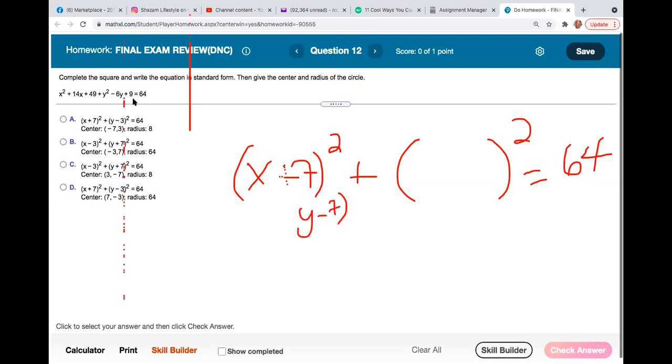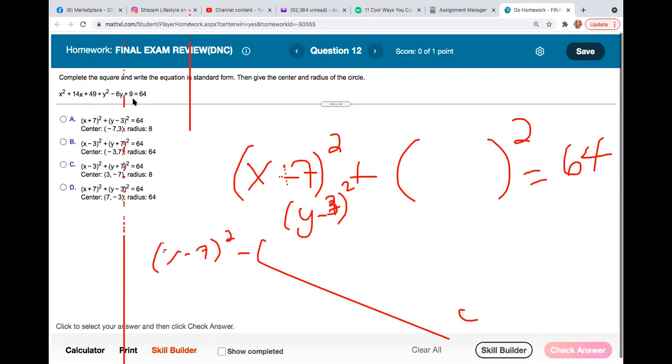Y minus 3, y minus 3 squared, okay? Now, guys, listen. Essentially, x minus 7 squared plus y minus 3 squared.